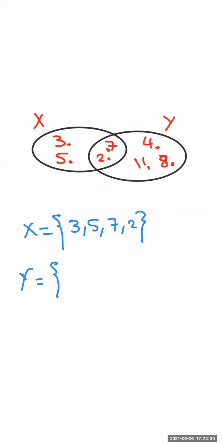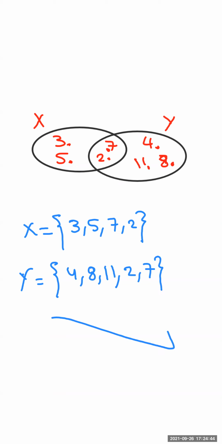Then what will be inside the set of Y? Of course, 4 and 8 and 11 and also 2 and 7. Very good. Okay, guys, now is this one clear? Yes, mister, because 2 and 7 exist in both X and Y, right?